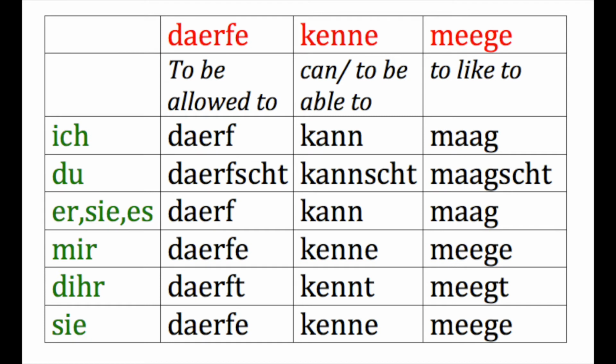The last one, mega, to like. Here we go. This one changes spelling as well. The two E's change to two A's. Ich mag, du magst, acs mag, mir mege, dir megt, sie mege.